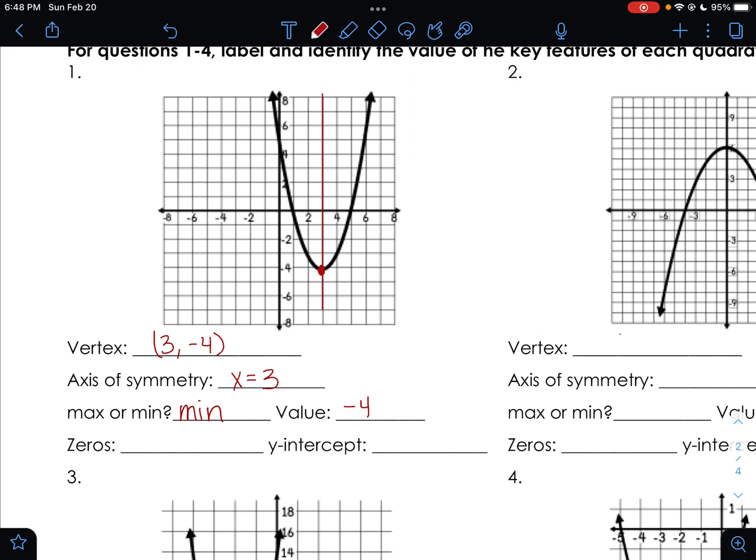Okay, how many zeros does it have? Well, it's crossing the x-axis at 2 different spots. So it has 2 different zeros. It has 1 and 5. And then last but not least, its y-intercept, where it's crossing the y-axis, which is on this axis right here. It's crossing right here at 5. So my y-intercept is 0, 5.